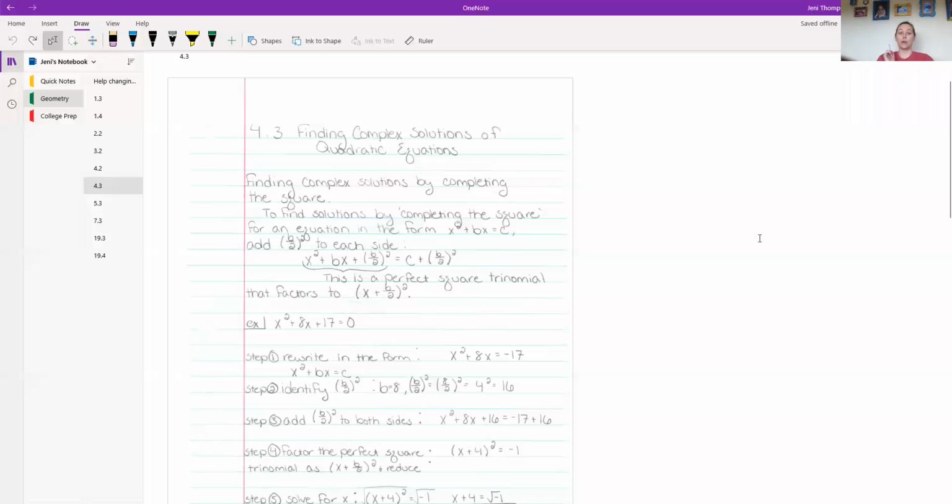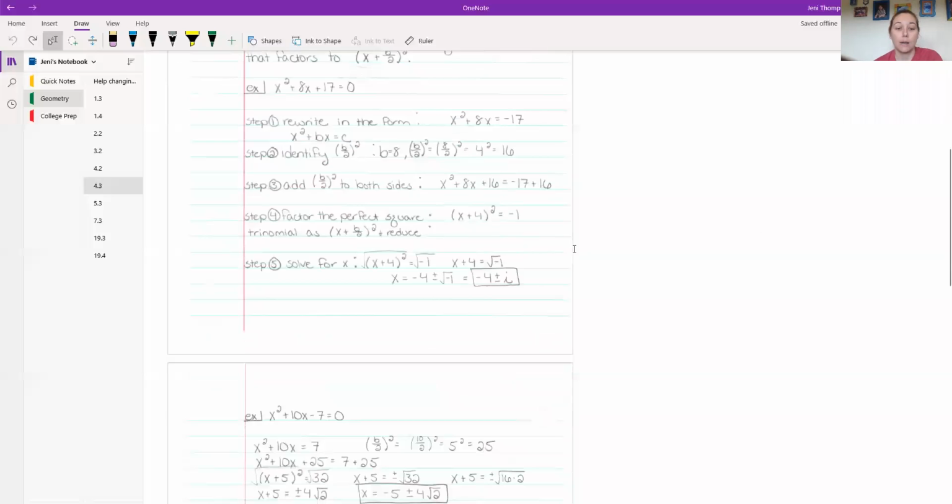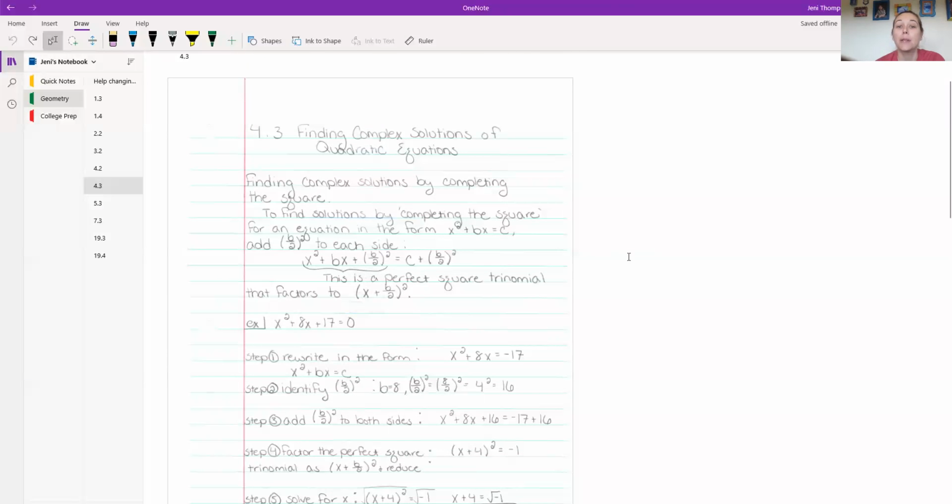Hey guys, okay, so we're going to talk about 4.3, finding complex solutions of quadratic equations. There's a couple ways we can do this. First, we're going to talk about completing the square. So that's what 4.3 is all about. We're going to talk about how to complete the square for a quadratic equation.